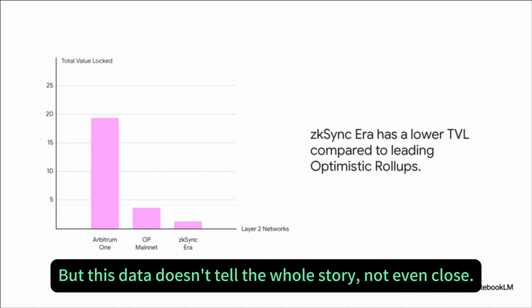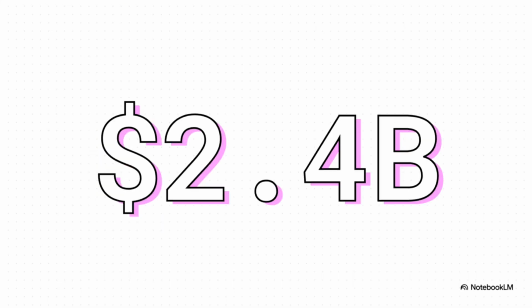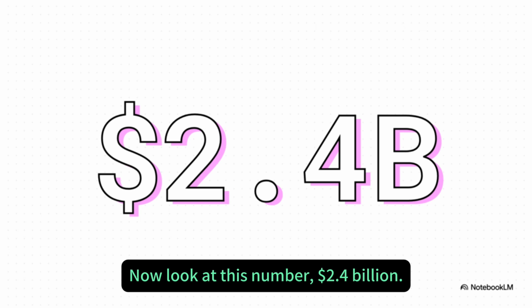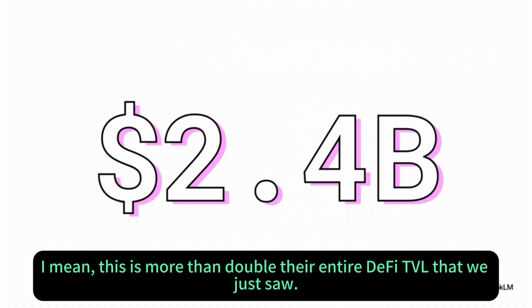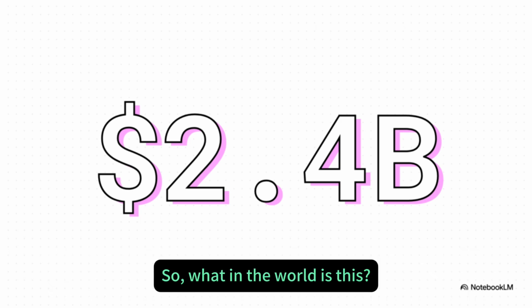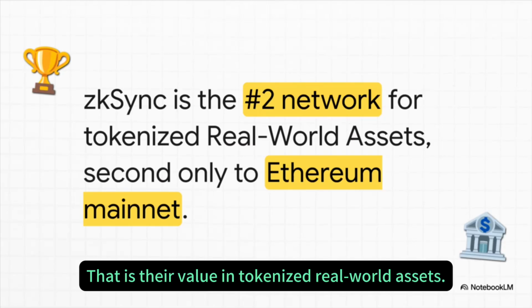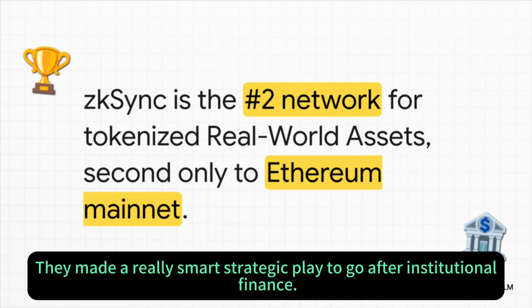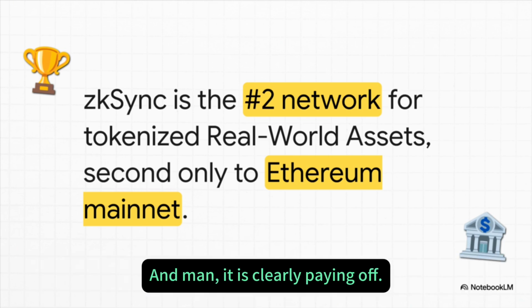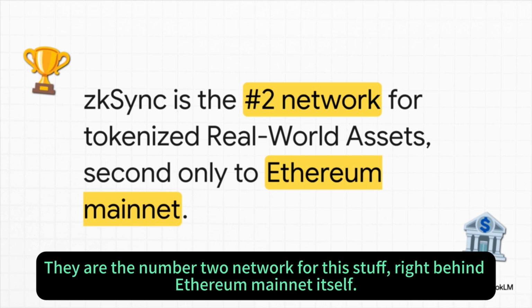But this data doesn't tell the whole story. Not even close. Now look at this number, $2.4 billion. This is where zkSync is quietly crushing it. I mean, this is more than double their entire DeFi TVL that we just saw. So what in the world is this? That is their value in tokenized real-world assets. We're talking about things like financial products from big traditional institutions being brought on chain. They made a really smart strategic play to go after institutional finance. And man, it is clearly paying off. They are the number 2 network for this stuff, right behind Ethereum mainnet itself.